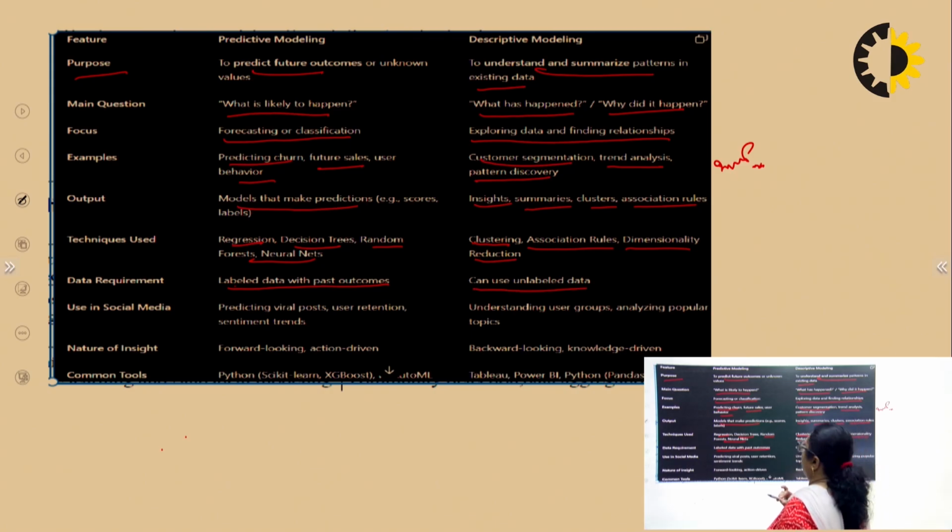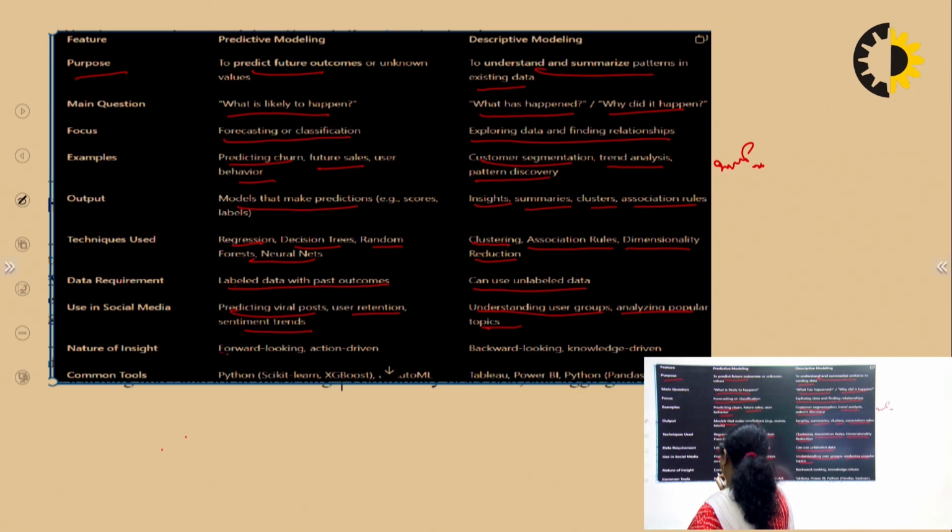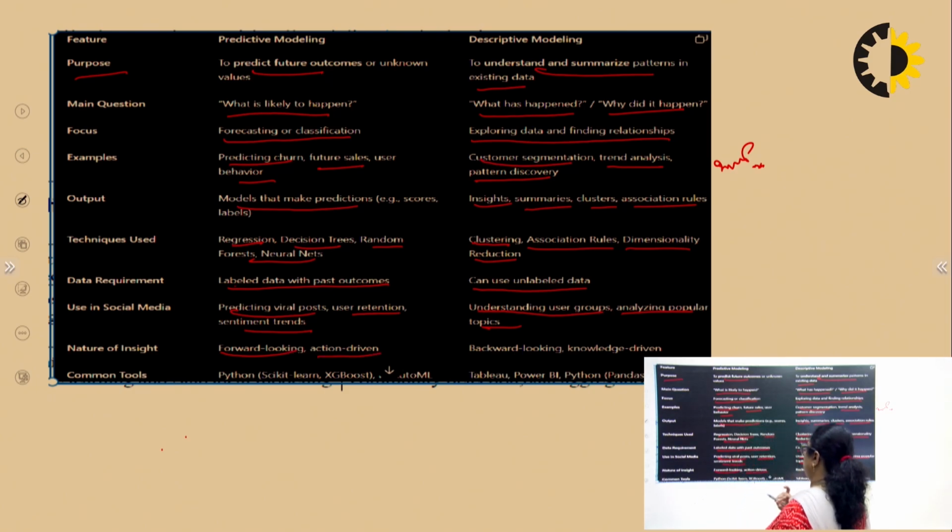In social media, predictive modeling is used for predicting viral posts, user retention, and sentiment trends. For descriptive modeling, we have understanding user groups and analyzing popular topics. If we look at the nature of insight, predictive modeling is forward-looking and action-driven, and descriptive modeling is backward-looking and knowledge-driven. Common tools for predictive modeling are Python and Scikit-learn, and for descriptive modeling Tableau and Power BI are used.